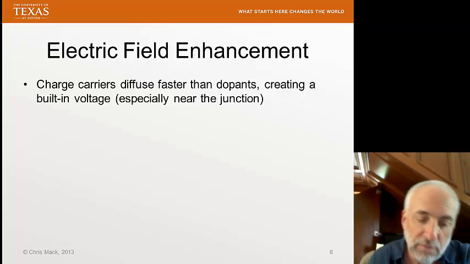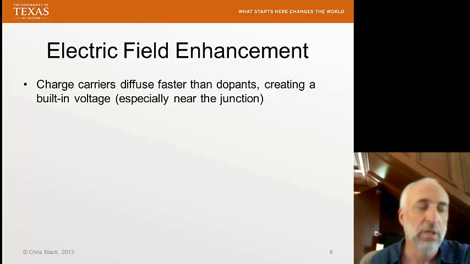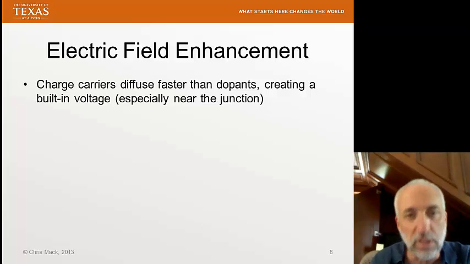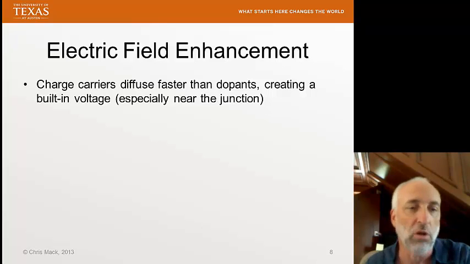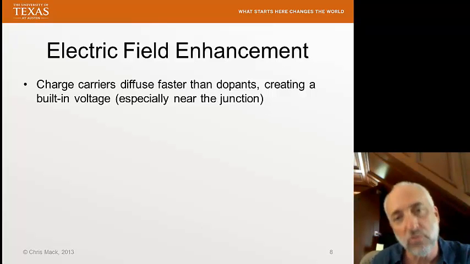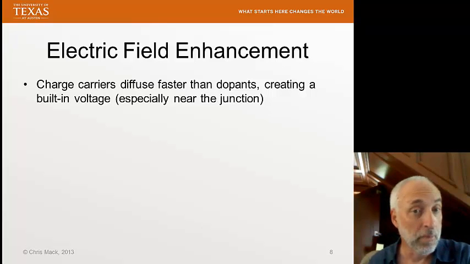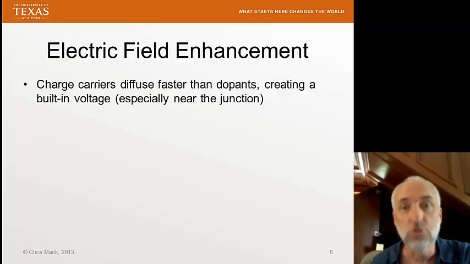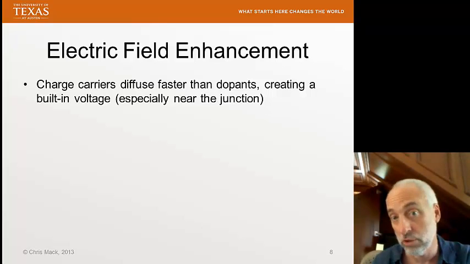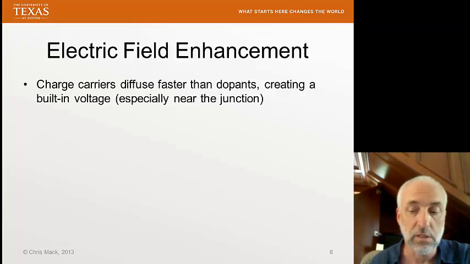Now, in the highly doped region, the resistivity of the material is very low. It's a good conductor because we have a lot of dopants. The voltage is going to be very small in those regions. But as we get closer and closer to the junction, where the resistivity of the semiconductor is higher and higher, any diffusion of the carriers will create a built-in voltage because of that higher resistance.